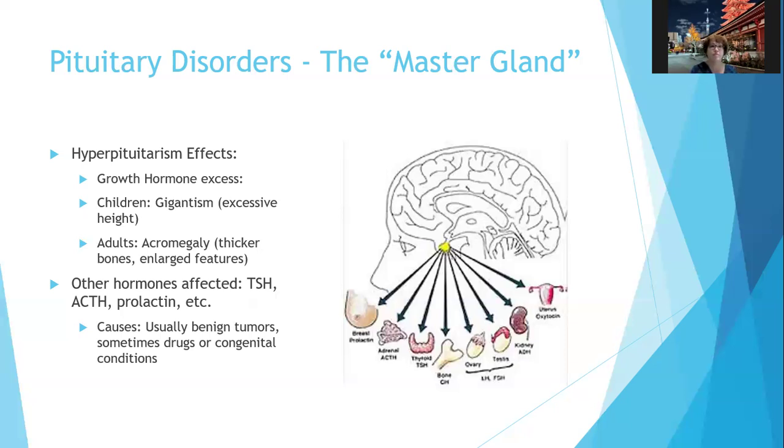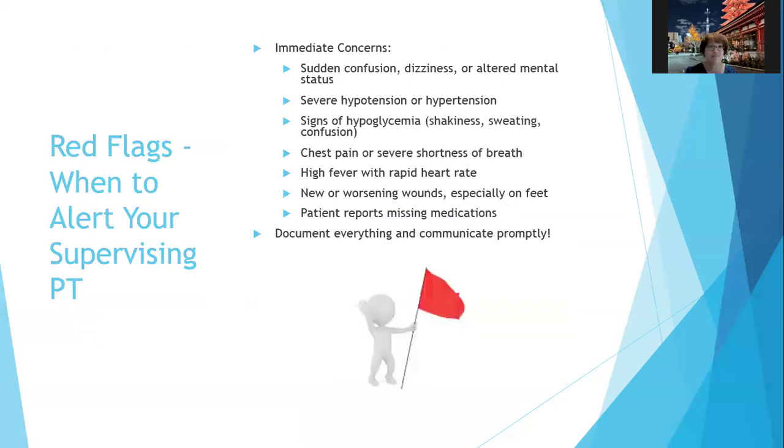Other hormones that are affected by pituitary disorders are thyroid stimulating hormone, ACTH, prolactin. So benign tumor is the most common cause, but sometimes caused by drugs or congenital conditions. So if you have a hyperpituitary thing, it's most likely a benign tumor that's causing it. Some of them are managed by medication. Some of them, it's really hard to take out the pituitary gland because it's right in the middle of a lot of important structures. But brain surgery.